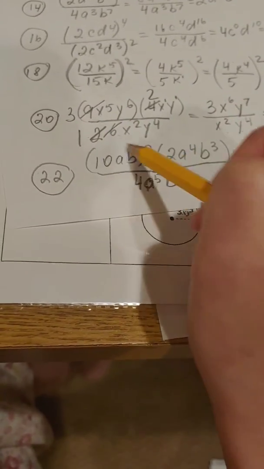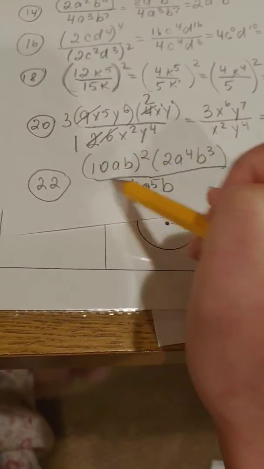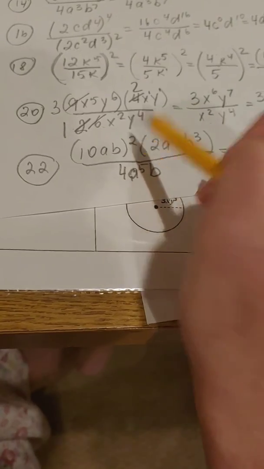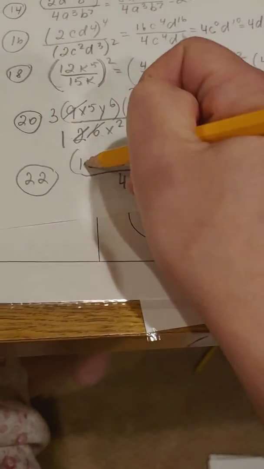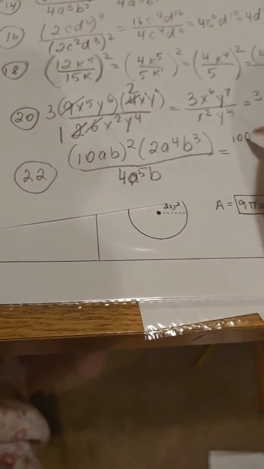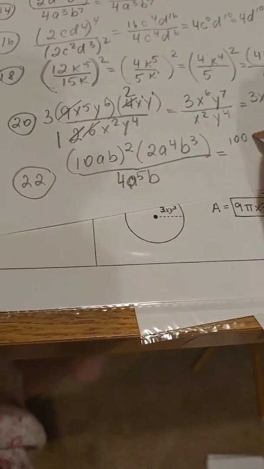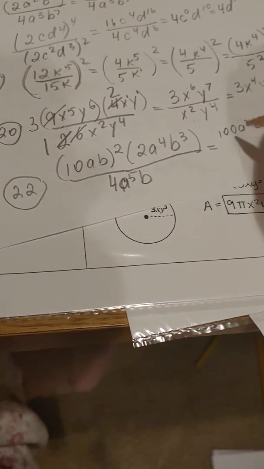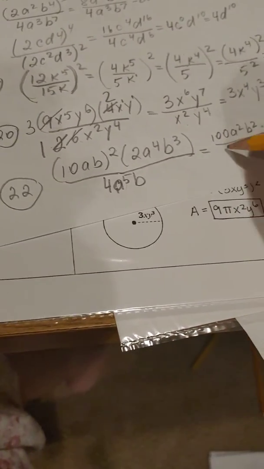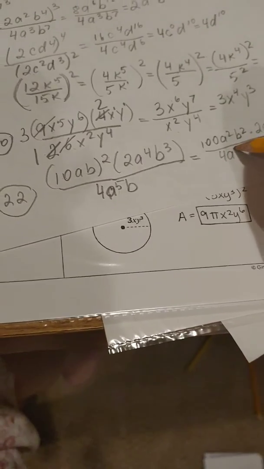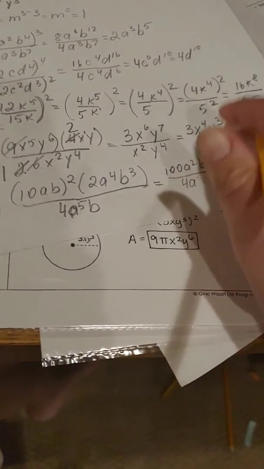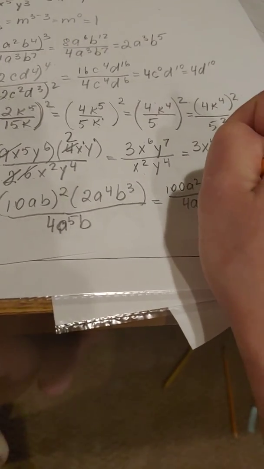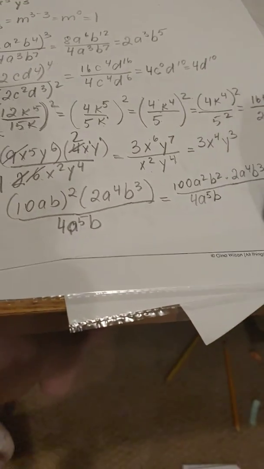So what do we see here? We see that there's parentheses, and everything inside of the parentheses has to be raised to that 2nd power. That's what we're going to do. 10 squared is 100, a squared is a squared, and then b squared times 2a to the 4th power, b to the 3rd power, over 4a to the 5th power, b.